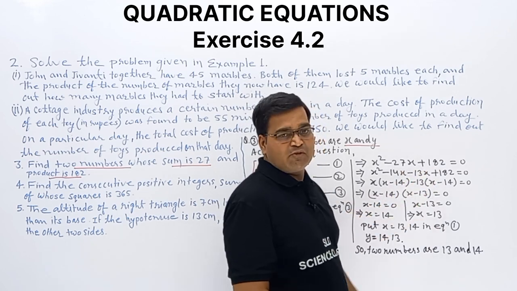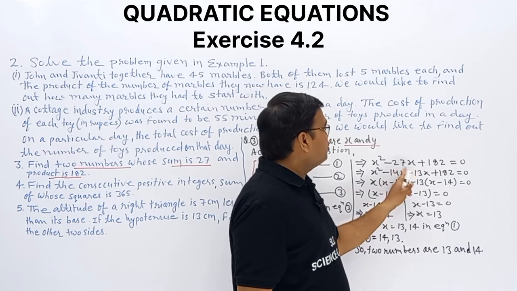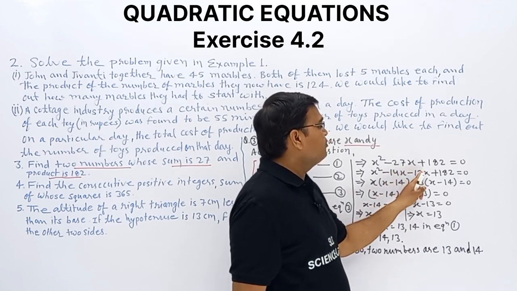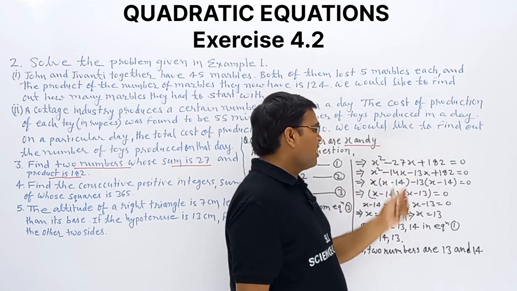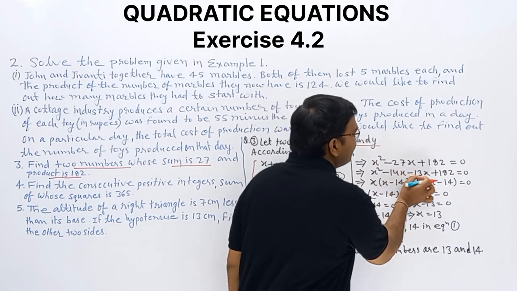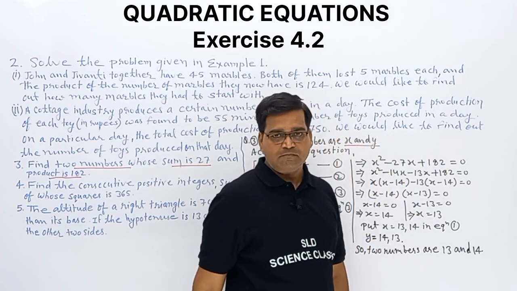182, and x into x square. So the sum of both will be this one, and the product of both will be what? Product of the first and last term. So it means our parts of minus 14x minus 13x are correct.